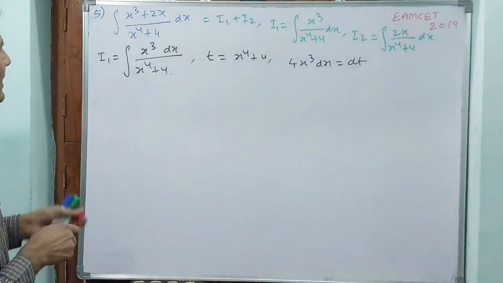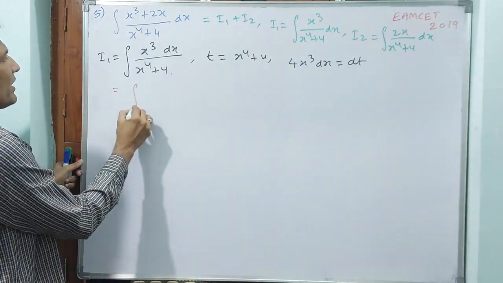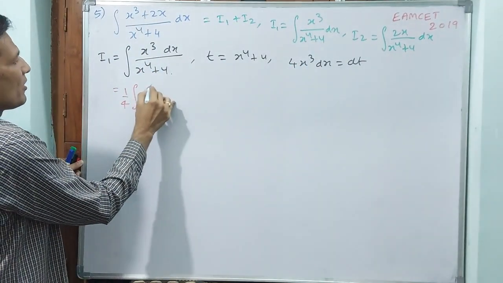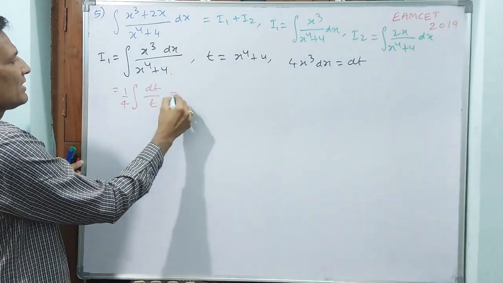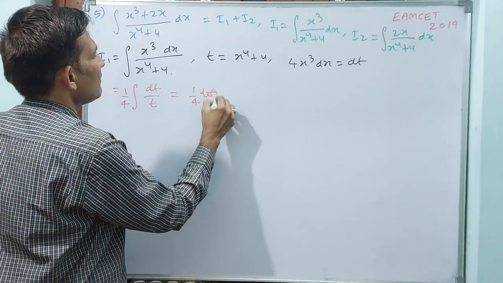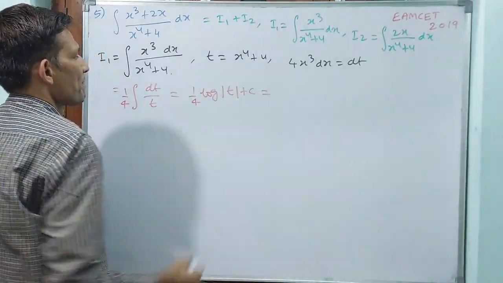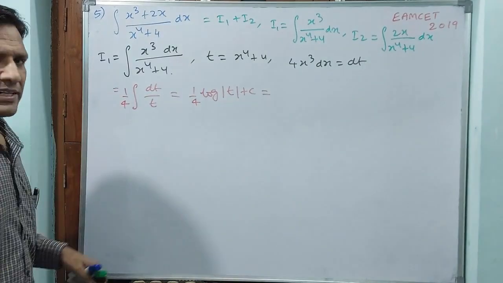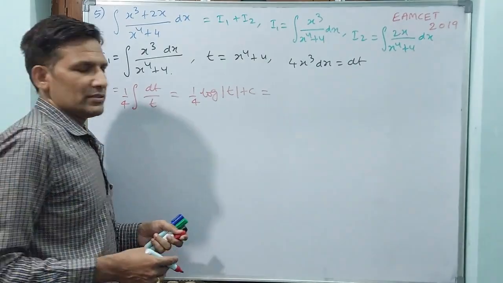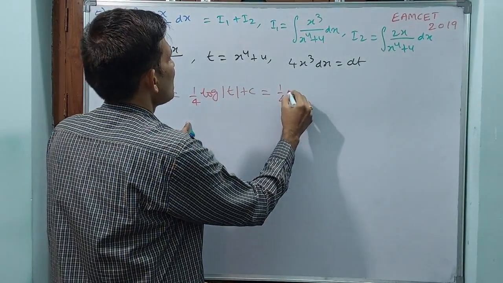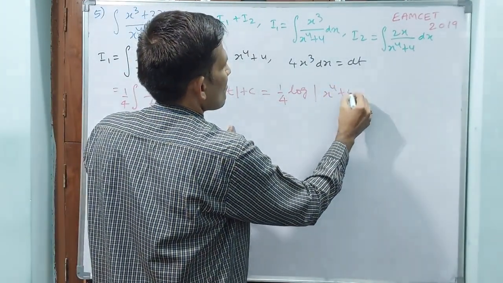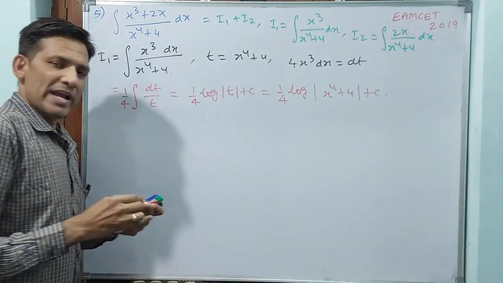Then proceed further. This is equal to integral x cube dx is equal to 1 by 4 dt. 1 by 4 I am taking out, dt divided by this entire thing, which is t. Integral dt by t is log t. So 1 by 4 log modulus of t plus c. C you write afterwards, in the final also we will write C1, or else you write C1 and C2 and afterwards write C. So 1 by 4 log modulus of x to the power of 4 plus 4, plus c. Now one answer you have got.